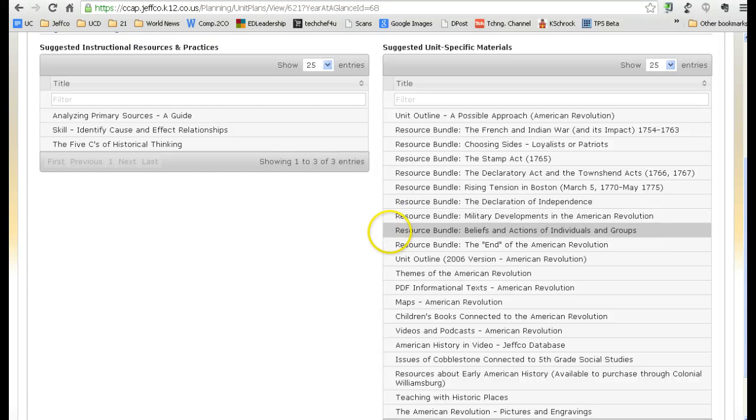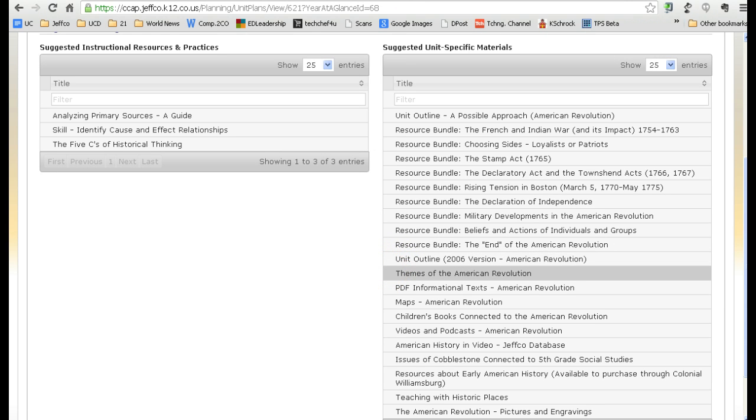Next, this idea that there were actions of individuals and groups, and that those actions were related to their beliefs. There were a variety of different people who did different things to impact the American Revolution. So there are some great resources in here that help students to learn about what were some of the things that people did in order to impact the revolution. And then, of course, here is the end of the American Revolution. So there are some additional resources down here at the bottom that you might find helpful.